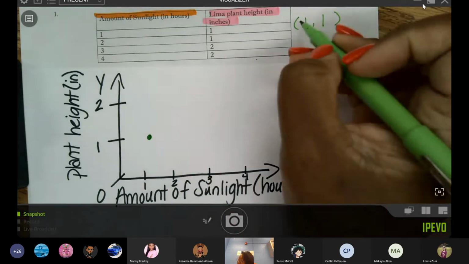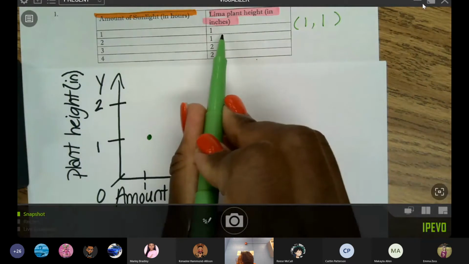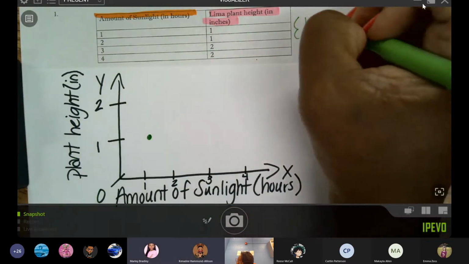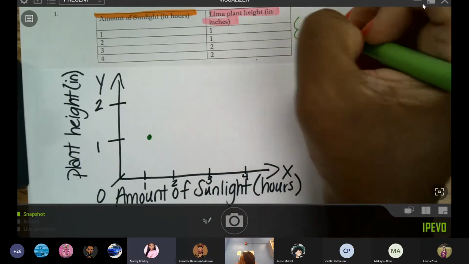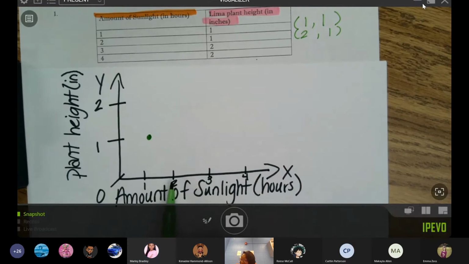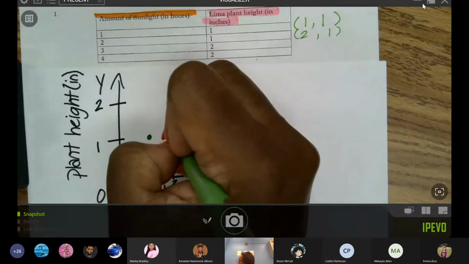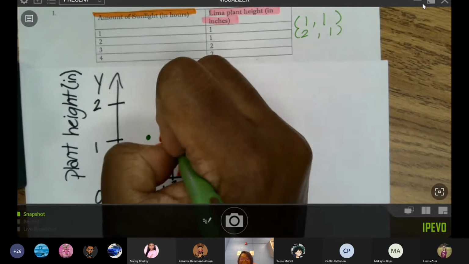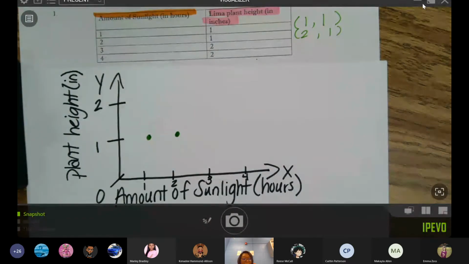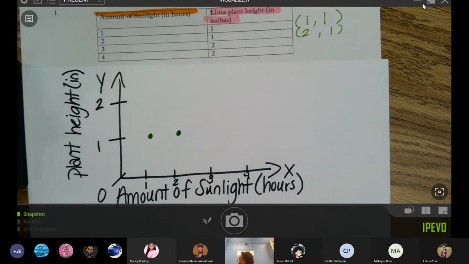Can someone turn on their mic and tell me what's my next ordered pair? 2 and 1. So I'm going to move over 2 on my x-axis and up 1 on my y-axis and put my second point. Someone should be able to see here why we didn't do 1, 1, 2, 2. It's creating that straight line there. We'll talk about what that means later on.